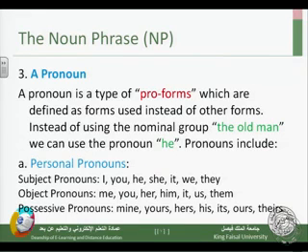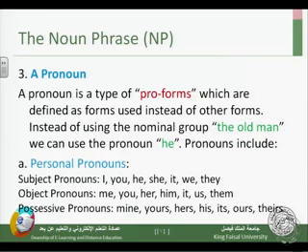The third type of noun phrases is the pronoun. So a pronoun is a type of proforms. Proforms are defined as forms used instead of other forms. So we use pronouns instead of another form. Instead of using the nominal group the old man, instead of saying the old man is here, for example, we can use the pronoun he. So he is a proform, it is a pronoun, and it takes the place of another form, the old man. So the old man is here, we can say he is here.